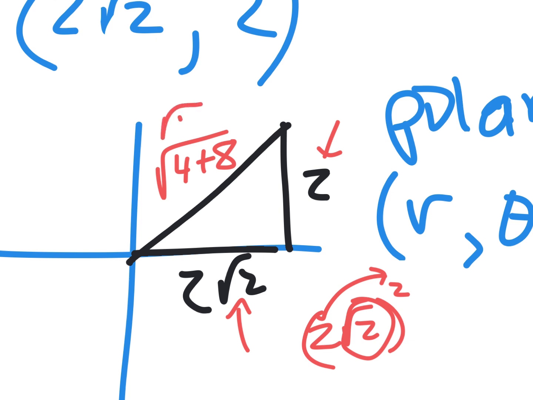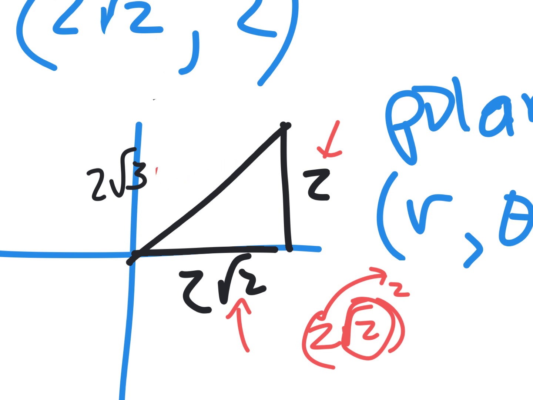Now, the square root of 12 could be simplified to root 4 and root 3, which is really 2 root 3. I would definitely do it that way. And then I would try to figure out, is there a chance that this is one of those triangles, like the 1, 2, root 3 triangle or the 45, 45, 90? Well, are these two sides equal? No, so then it's not the 45, 45, 90.